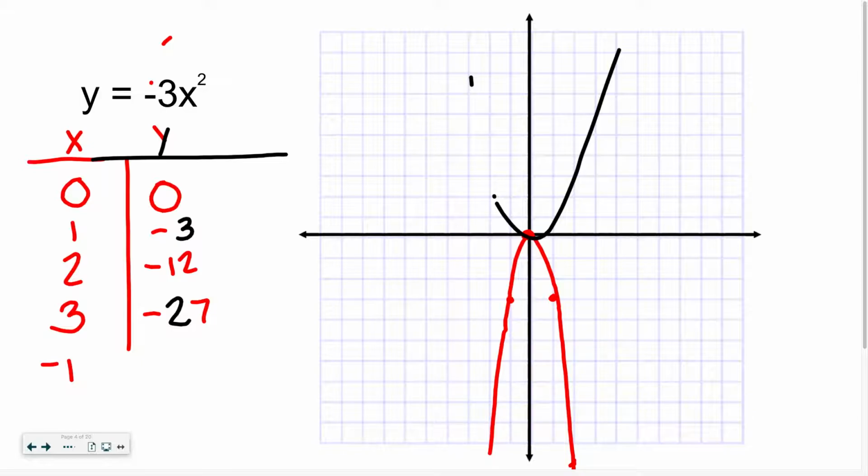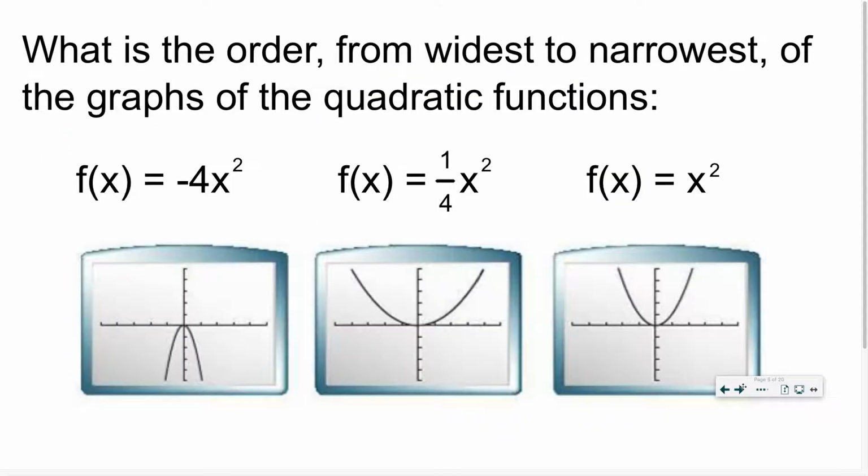And that's actually what we're talking about today. We're going to continue to talk about what we identified in that first term, and now we're going to talk about other parts of the quadratic equation and what they do to the graph. Okay? So if I needed to place these in order from largest to smallest, which graph matches which? So we have the function f of x equals negative 4x squared, f of x equals 1/4 x squared, and then f of x equals x squared.